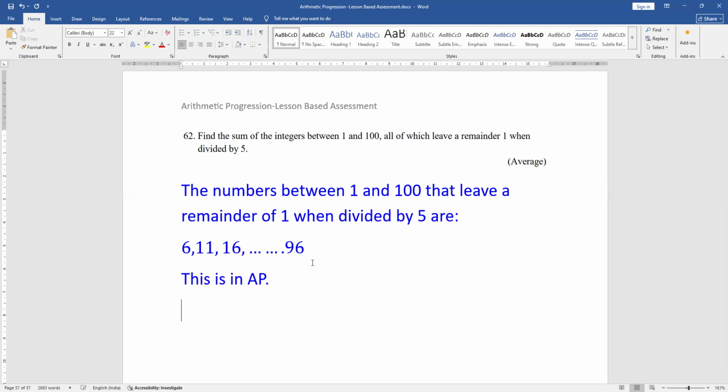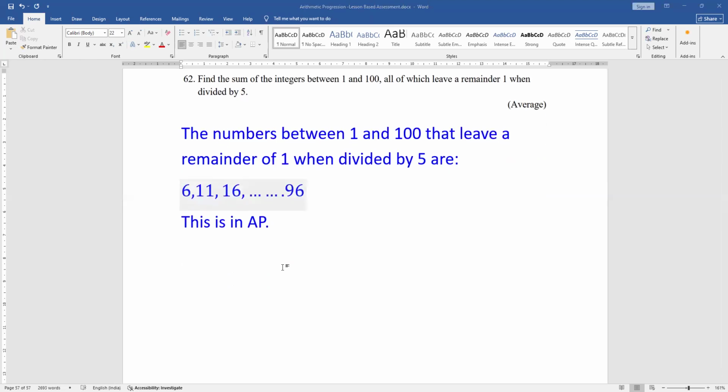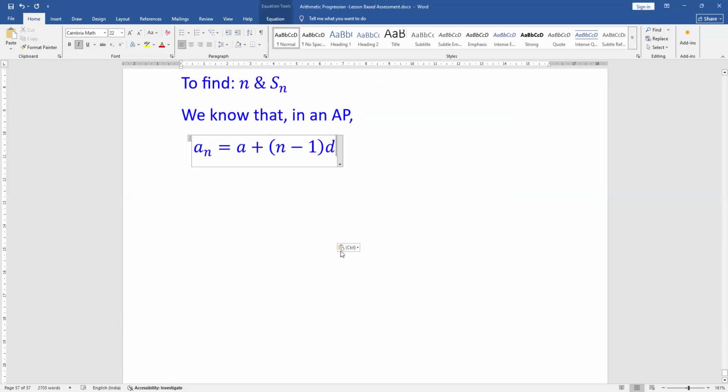Now ನಾವೇನ್ ಮಾಡ್ತೀವಿ, so what we need to find out, we need to find out the sum, correct? So sum ಕಂಡುಹಿಡಿಯೋಕ್ಕಿಂತ ಮುಂಚೆ ನಾನು ಏನ್ ಮಾಡ್ತೀನಿ, we will find out the number of terms and also the Sn. So first we write like this, find what? n and Sn. Next step, what I do is I'm going to apply the formula. You know that an equals a plus (n minus 1) d.